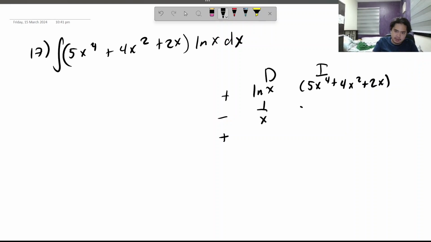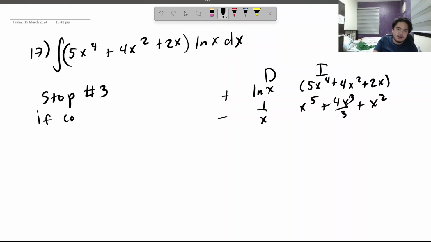So this becomes x to the 5 plus 4x cubed over 3 plus x squared. I think we can stop here. Because stop number 3 is if the column is solvable. What do I mean by solvable? You will see why in a bit, why this is considered solvable.